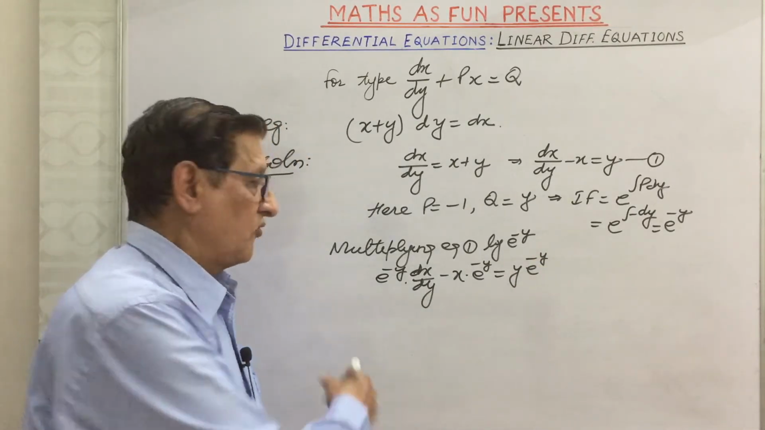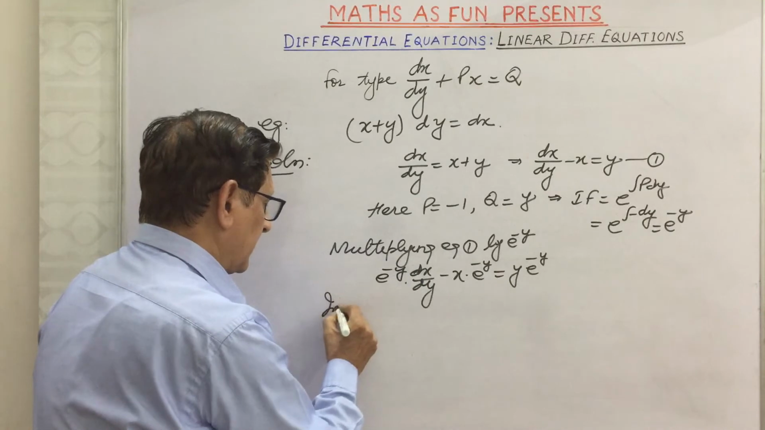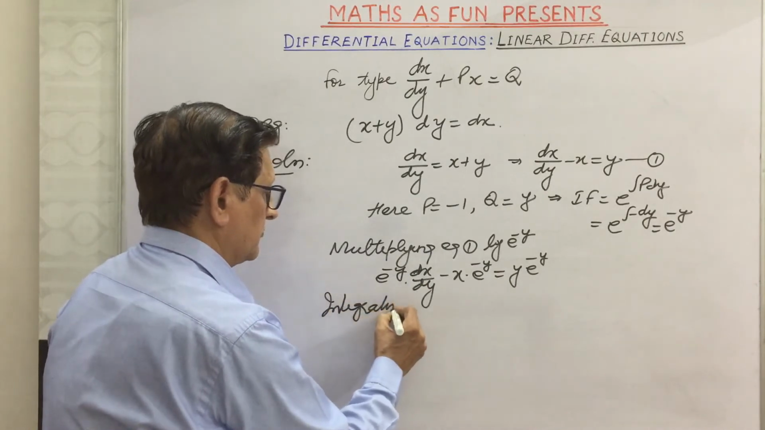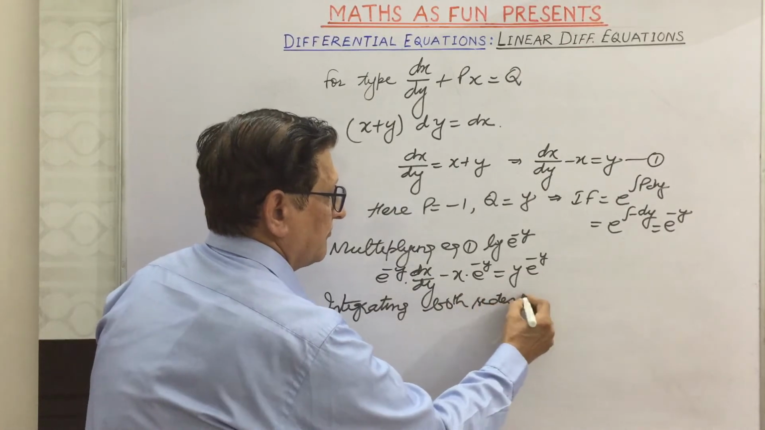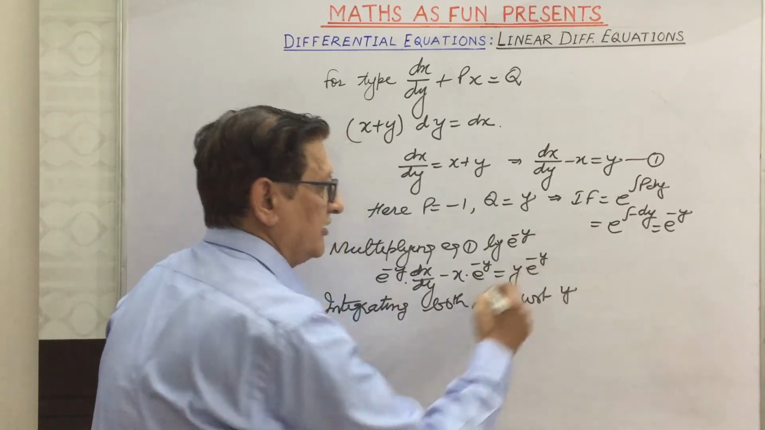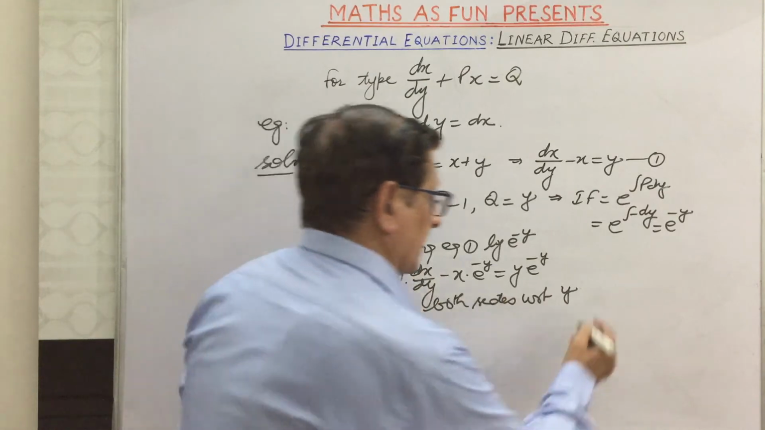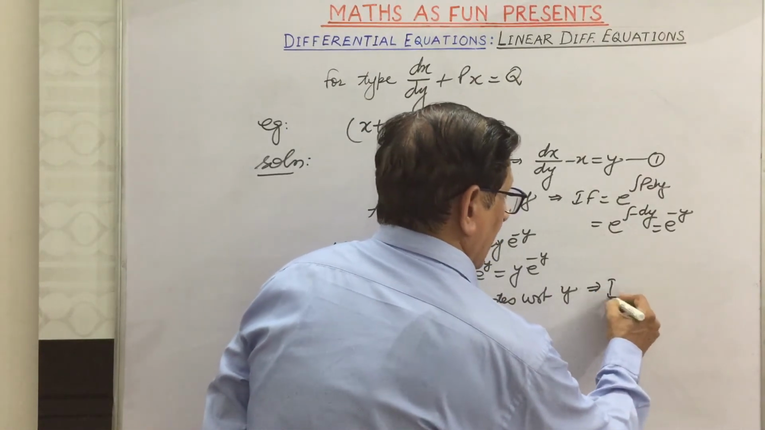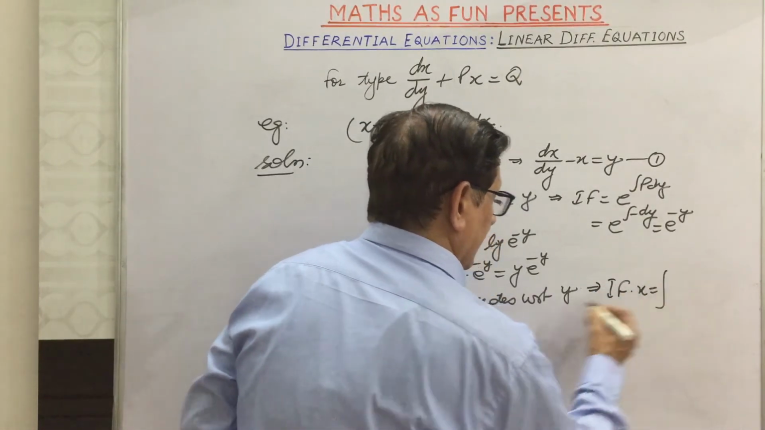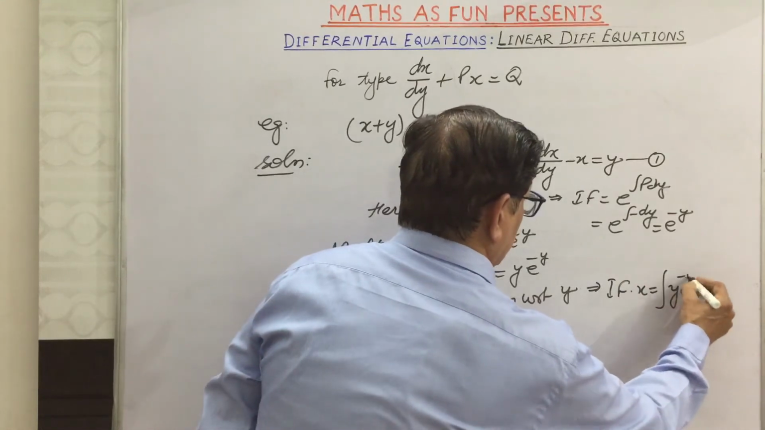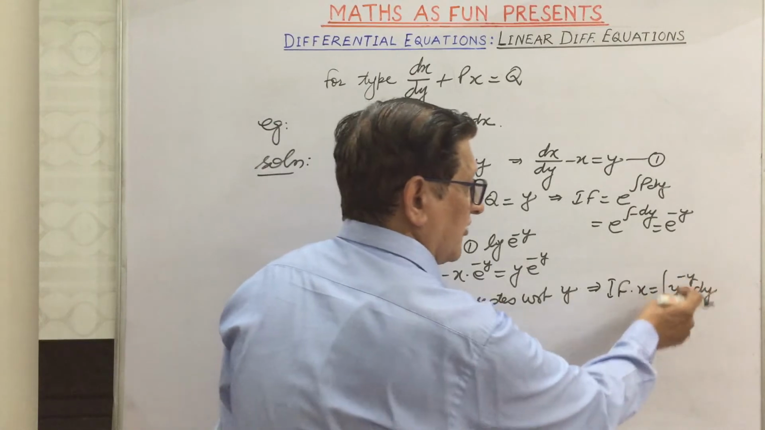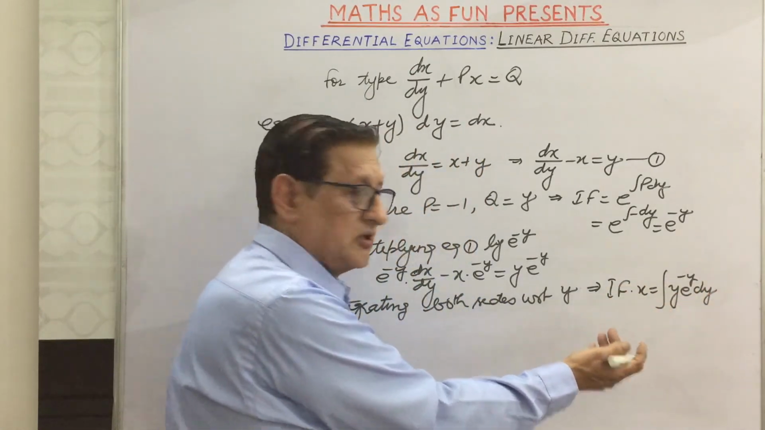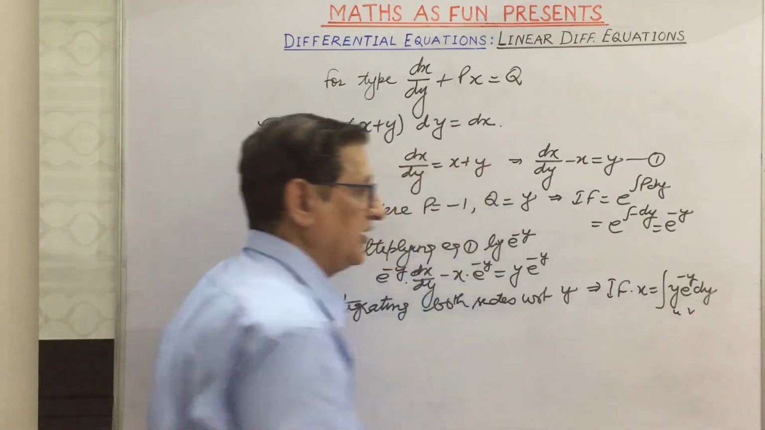In the next step, we integrate both the sides. So we write, integrating both sides with respect to y. We know that the left hand side will become IF into x and the right hand side will be y into e to the power minus y dy. On the right side, we have to apply integration by parts, for which this is u and this is v.